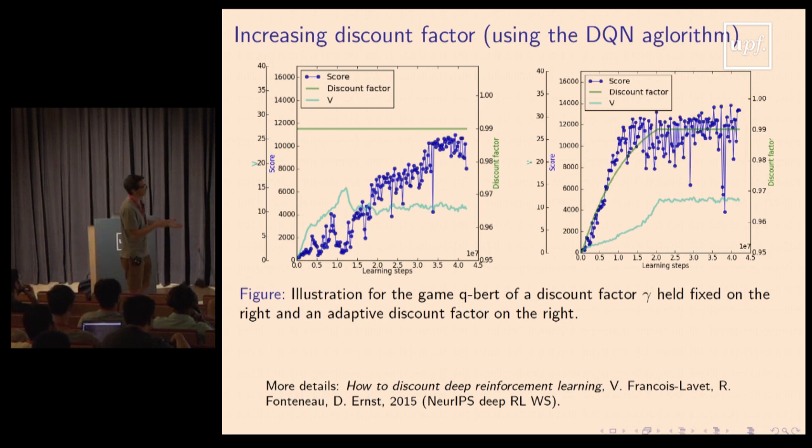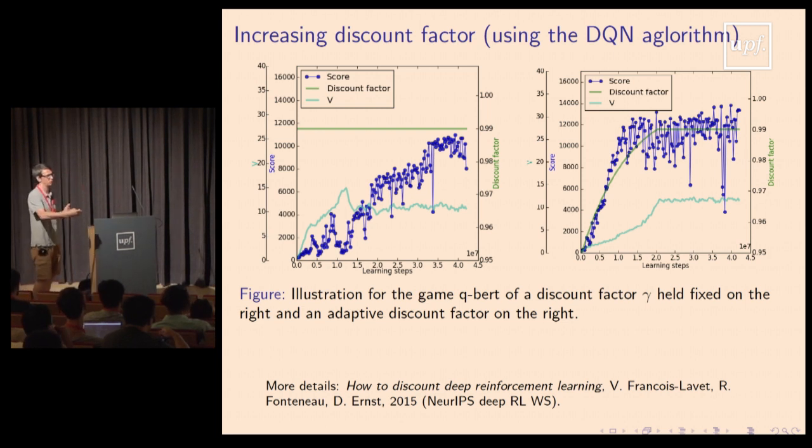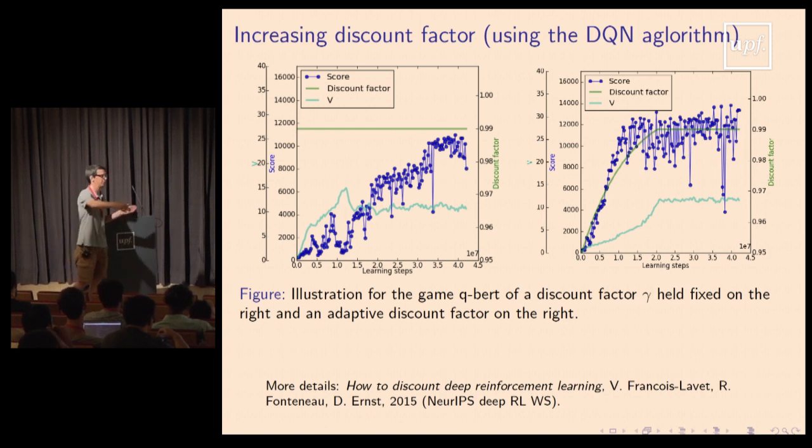And in the end, you are still interested in having a high discount factor, right? Because if you keep a low discount factor like 0.95, for instance, you have a high bias in your learning. You're optimizing something that you do not actually care about. You're optimizing the immediate rewards, while there are maybe policies that are better with a long horizon.